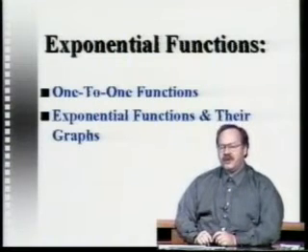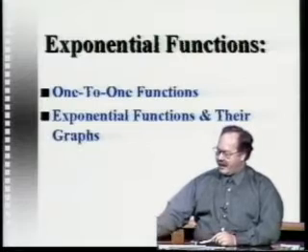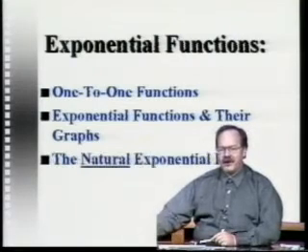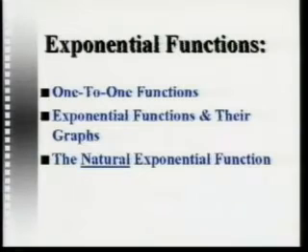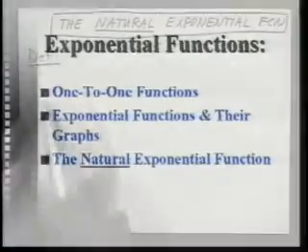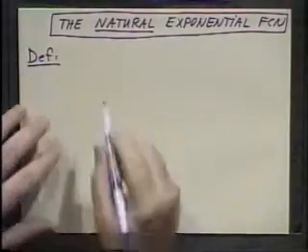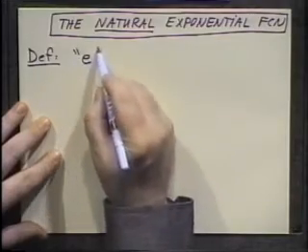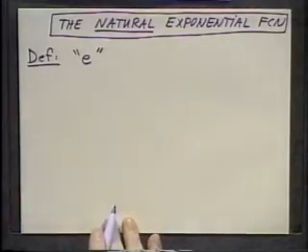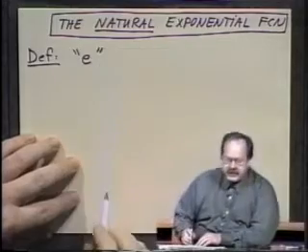Now, as I said, we'll look at a special base, a base that will cause the function to be called the natural exponential function. So that's what we want to look at now. The first thing I'm going to do is define the new base, e, that we haven't seen before. It will be denoted by the letter e. That's traditional. And I need to tell you what this number is.